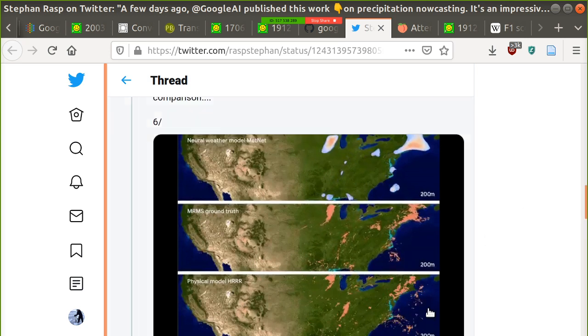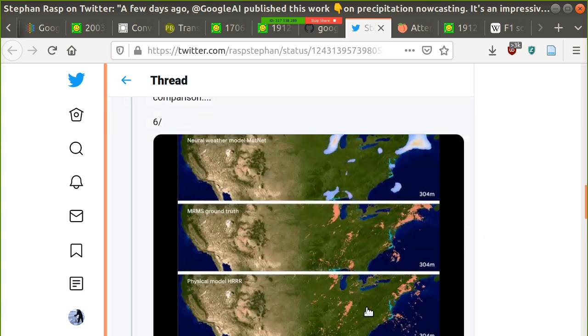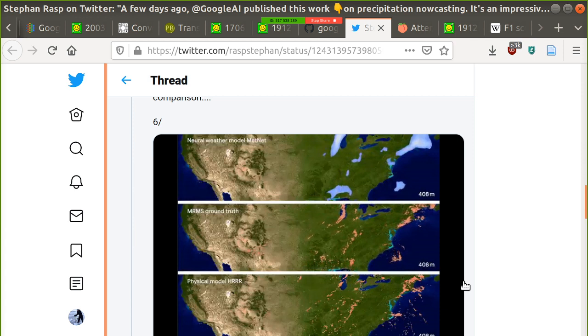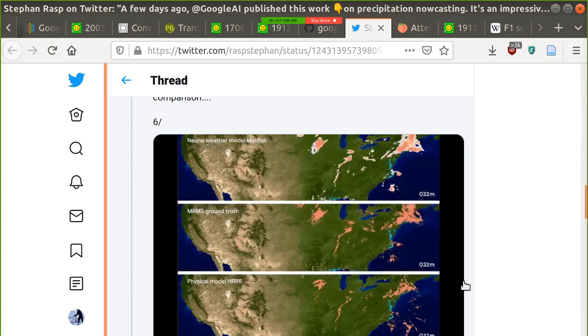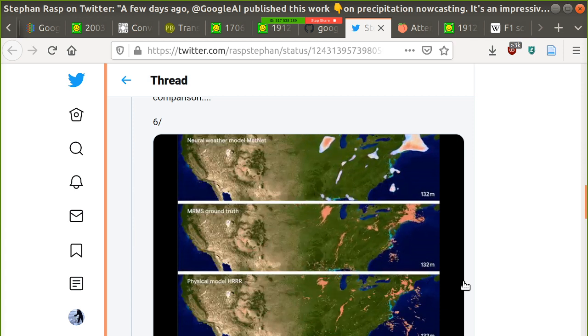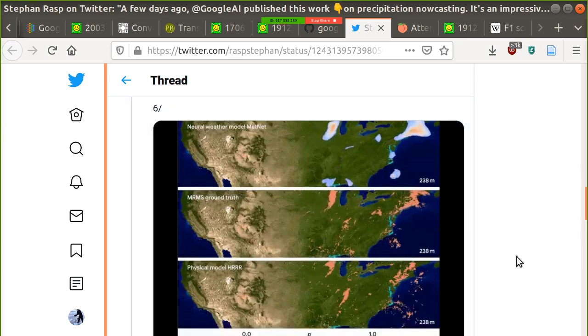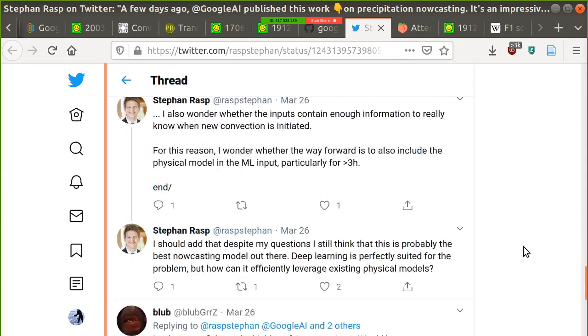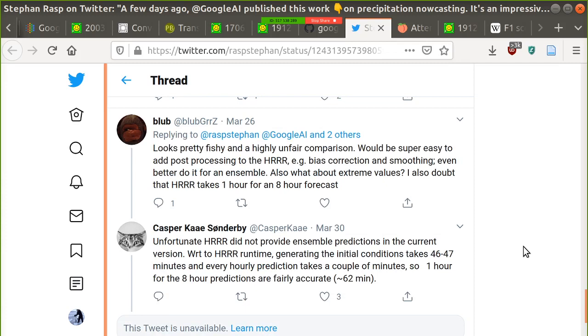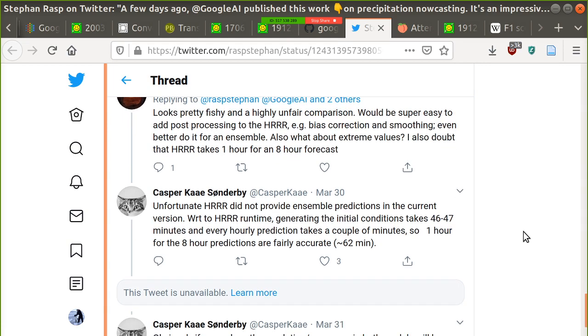In practice, these physical models used for weather prediction wouldn't just output a single deterministic prediction, but a whole ensemble of predictions. So there's uncertainty there as well. But the authors responded to him on Twitter, and they correctly pointed out that, unfortunately, HRRR didn't provide the ensemble. So there's really nothing they could do about it.